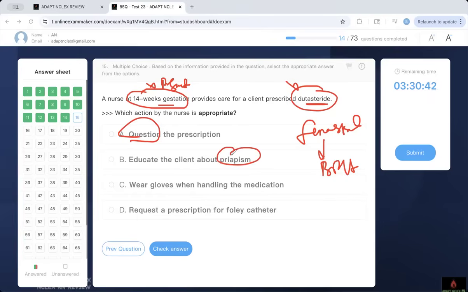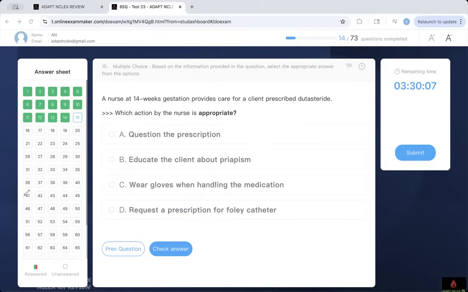It has nothing to do with priapism. I told you BPH, common sense strategy. For your NCLEX, every time you hear about priapism, think about what? What medication should you worry about? Trazodone. Think about trazodone every time you hear about priapism. Wear gloves when handling it. Maybe that may be right. Why do you need a prescription for Foley? If you know the medication is for BPH, it's going to open things up and blood and urine will flow. Therefore, I'm going to pick C.